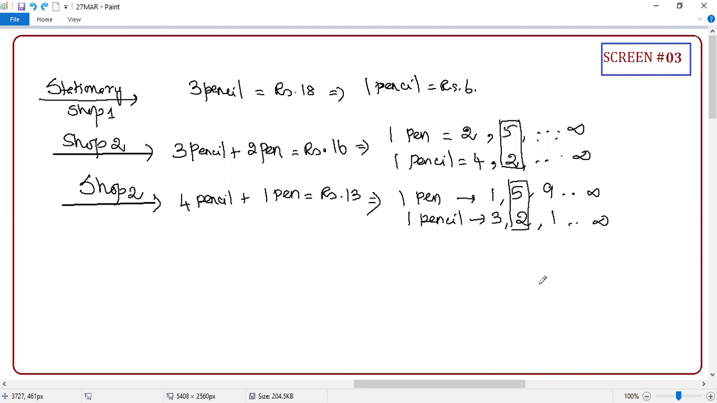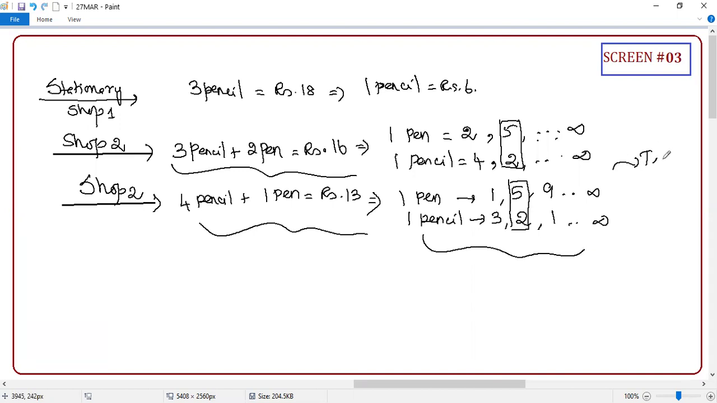So now you understand this is a problem which I can find through a method called the trial and error method. This method is called what? Trial and error method. But do you think it's an effective method? Do you think it's an effective method for finding the cost of 1 pen and 1 pencil? No.